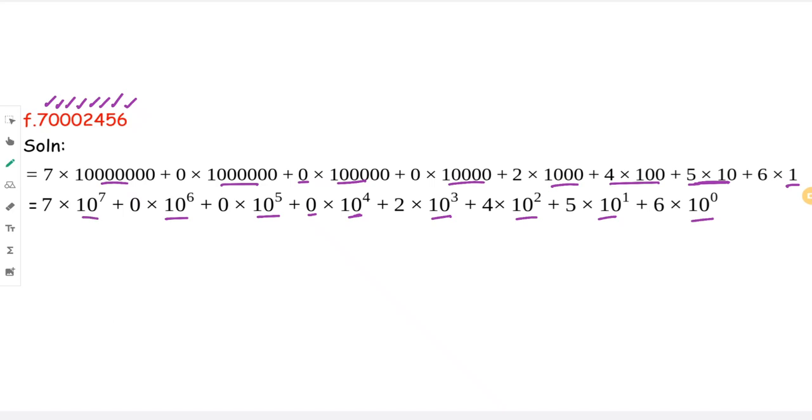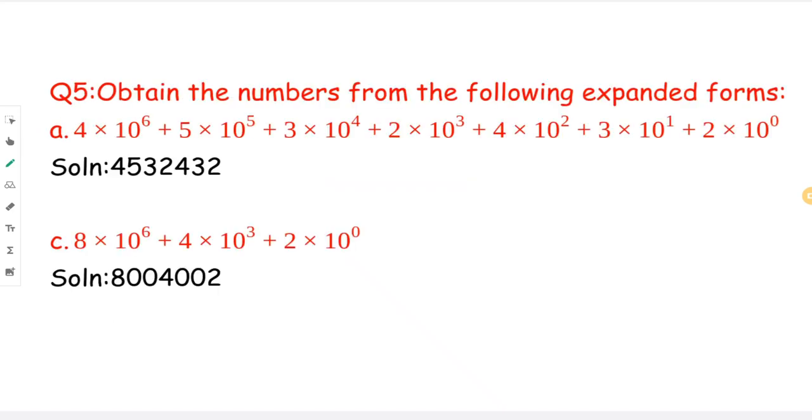Expanded powers of 10. Alright, here we have to do the opposite, alright? Obtain the numbers from the following expanded form. So you can see that 2 into 10 to the power 0 means this is in ones place, right? 3 into 10 to the power 1 means this is in tens place. 4 is in hundreds place. 2 is in thousands place. 3 is in 10,000s place. And then 5 is in lakh. And then 4 in 10 lakh.